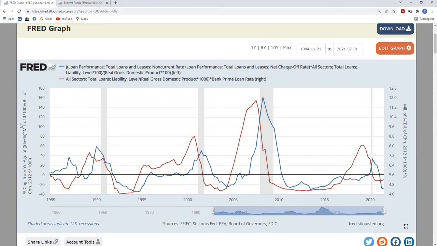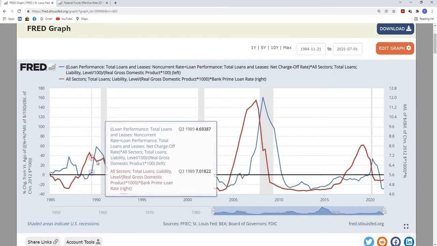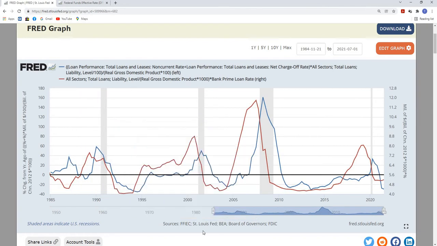So the federal funds rate right now is about 0.25%. It trades between 0 and 0.25%. The bank prime loan rate is 3.25%. So I use that as a base rate to determine the cost of debt in our economy. This is not a perfect model. This should not be taken as a gospel law by any means.